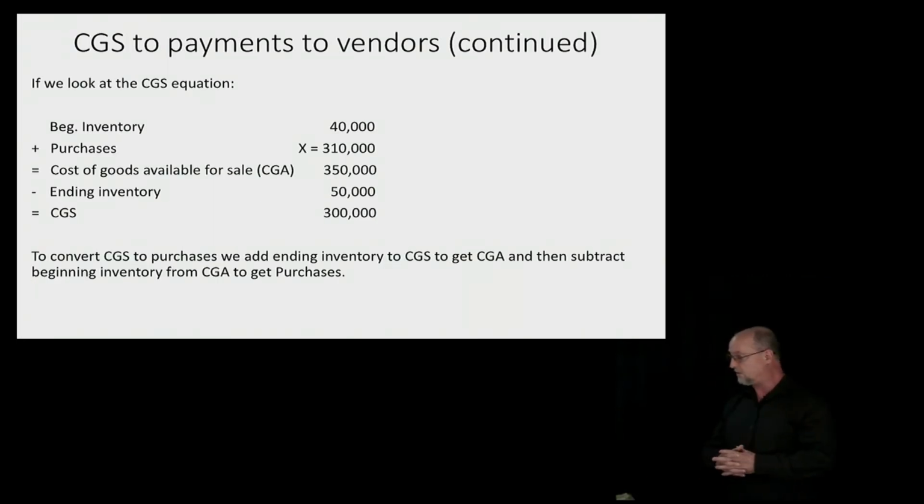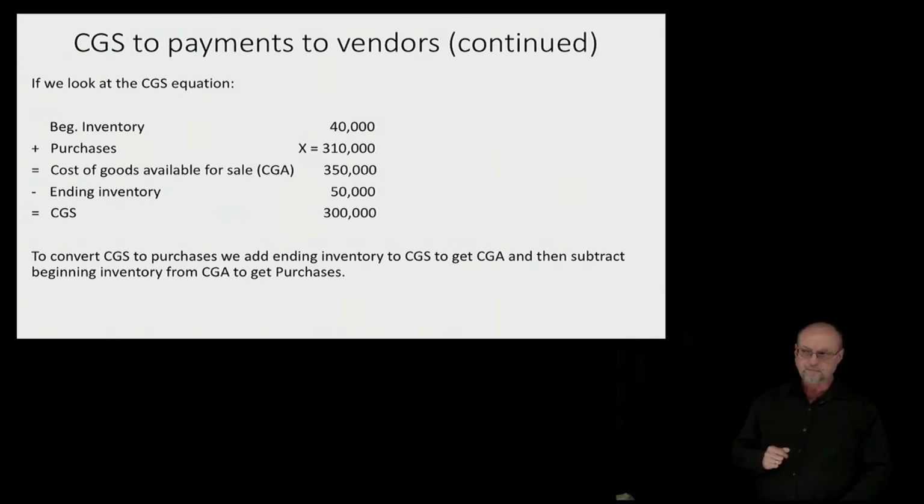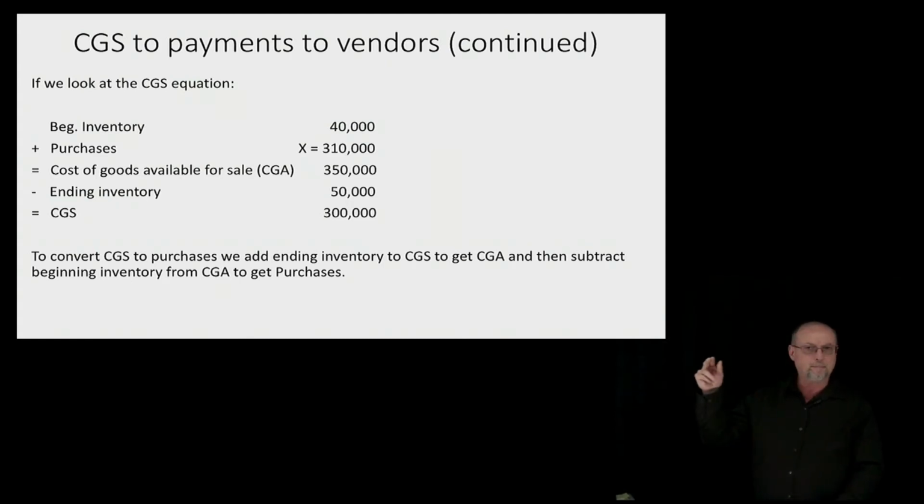Here is the cost of goods sold equation, which hopefully you're familiar with. Beginning inventory plus purchases made this period equals cost of goods available for sale minus ending inventory equals cost of goods sold. Hopefully that sounds familiar. If we rearrange that formula, we get to purchases. So watch and look at the numbers. Cost of goods sold plus ending inventory equals cost of goods available for sale, and then cost of goods available for sale minus beginning inventory will give us purchases.